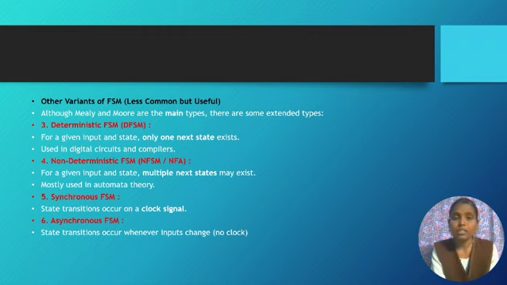Fourth one, non-deterministic FSM. We simply call it NFSM or NFA. For a given input and state, multiple next states may exist, mostly used in automata theory. Fifth one, synchronous FSM. That means state transitions occur on a clock signal. And sixth one, asynchronous FSM. State transitions occur whenever the input changes. That means no clock pulse.